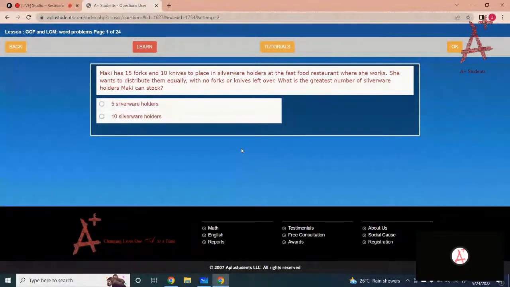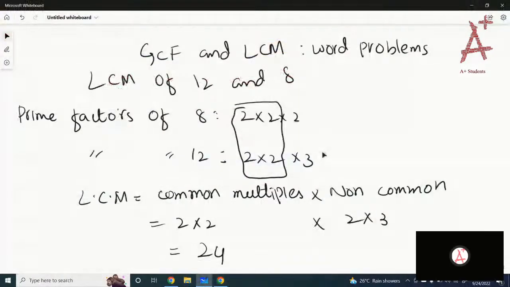Okay, you have to find the greatest number. So greatest number means you have to find the GCF. Got it? You have to find the GCF of 15 and 10. So let's start finding the GCF of 15 and 10.